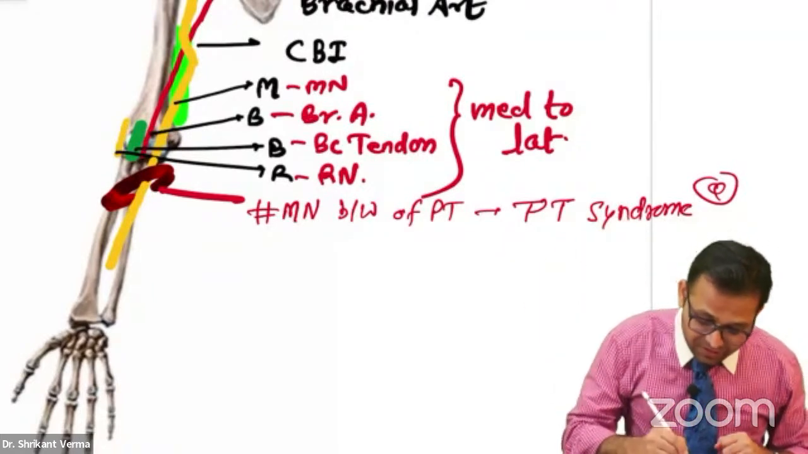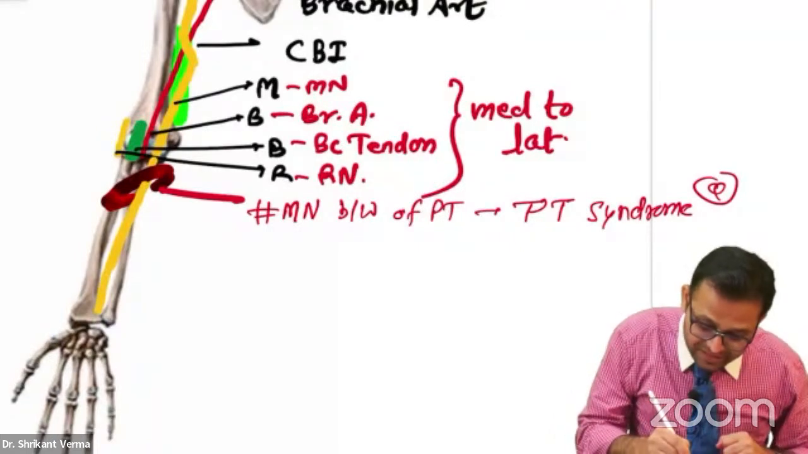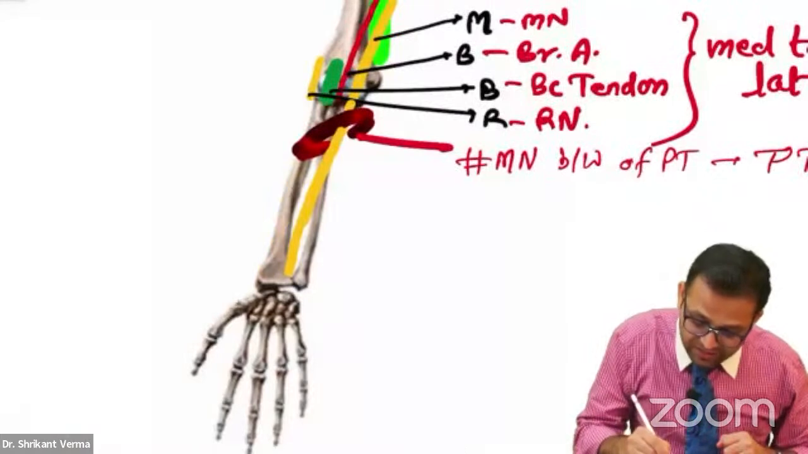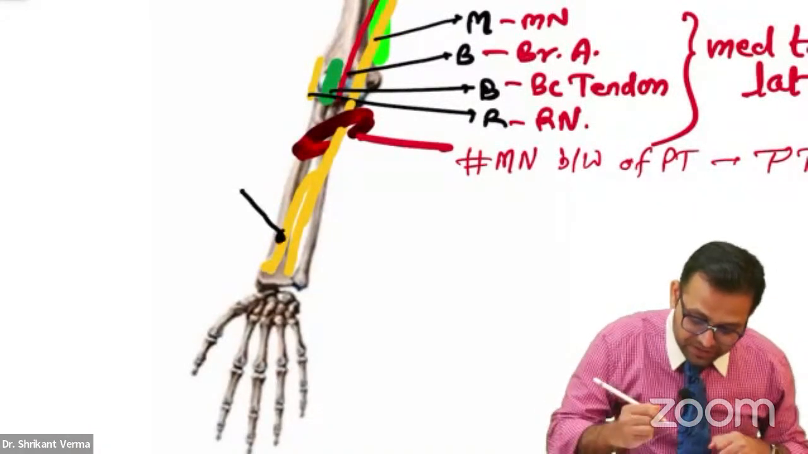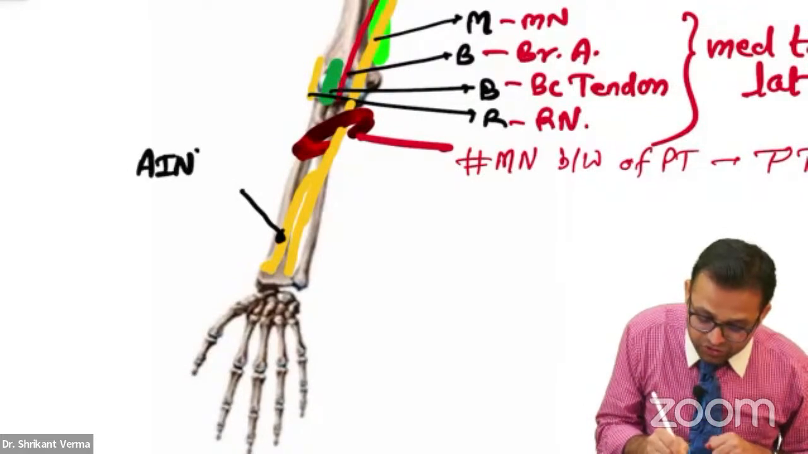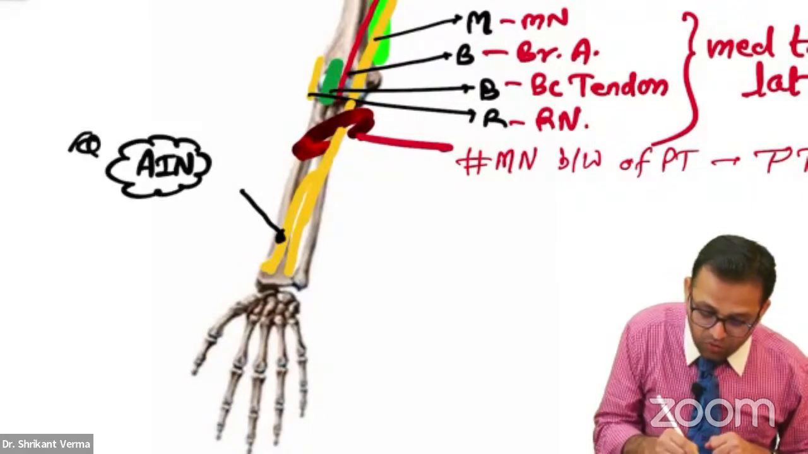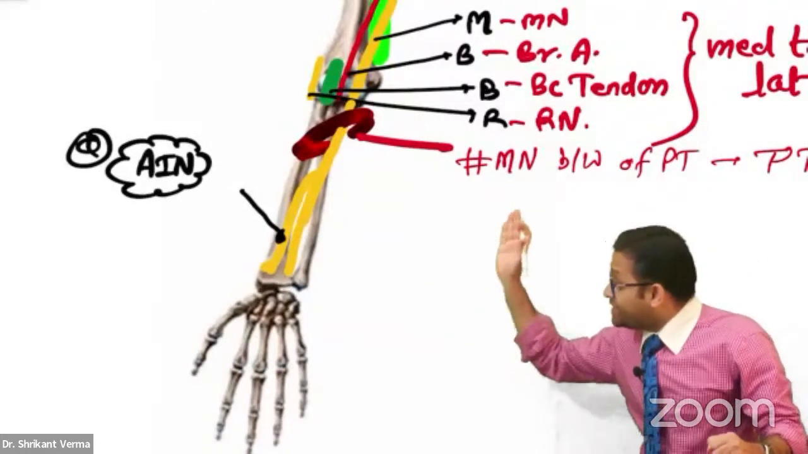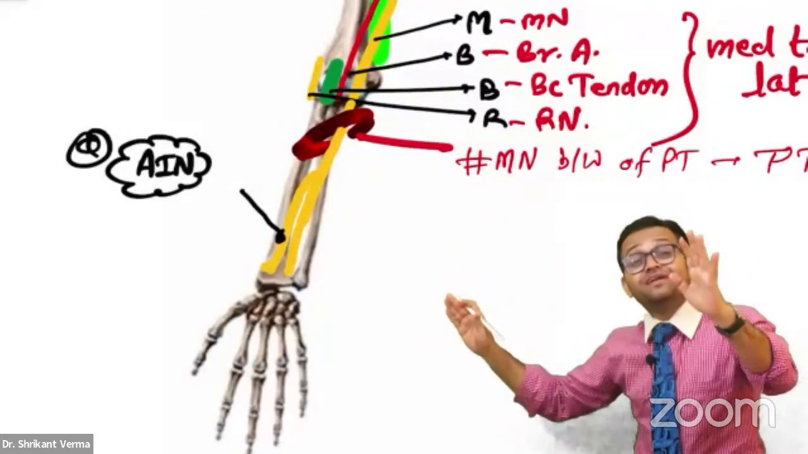Now, this nerve is running in our forearm. Here it is giving one deep branch. This deep branch is running in front of the interosseous membrane. What should be the name? This is the anterior interosseous nerve. Important. What is this anterior interosseous nerve? Remember, it is the deep branch of the median nerve.